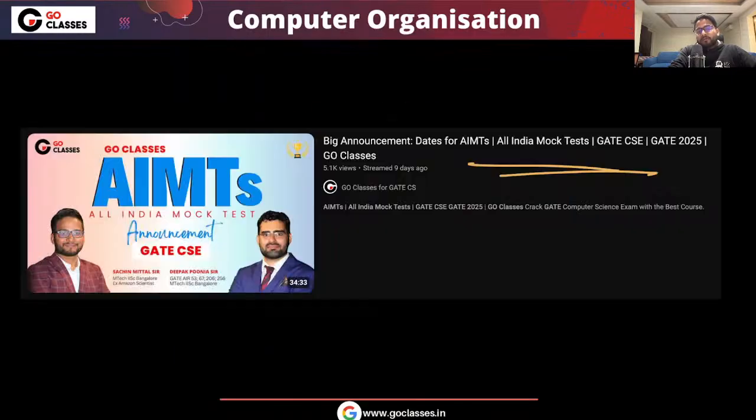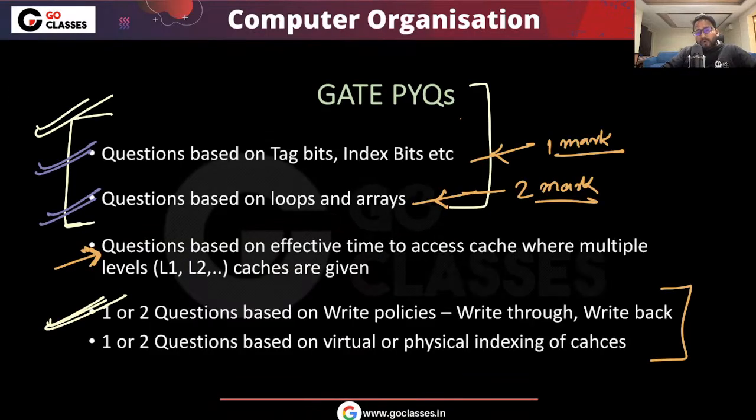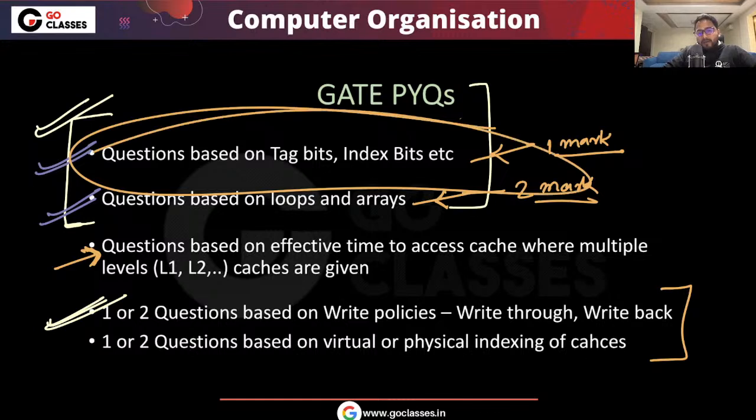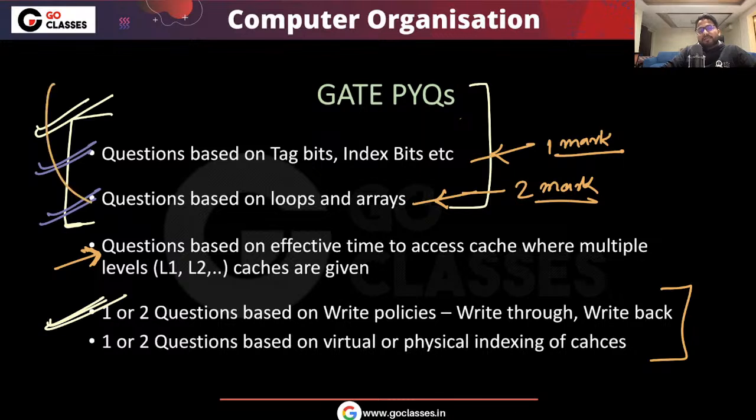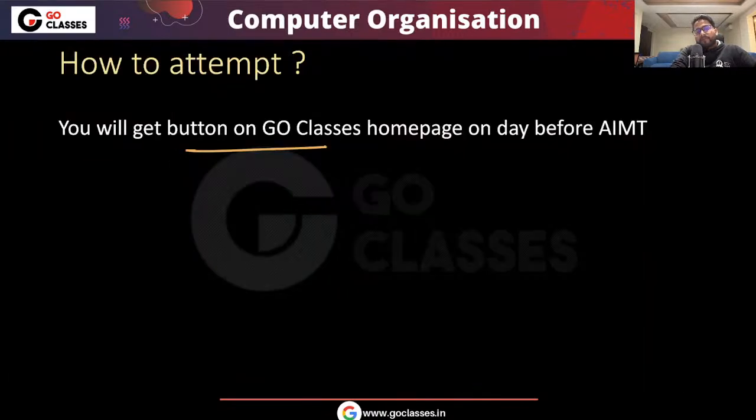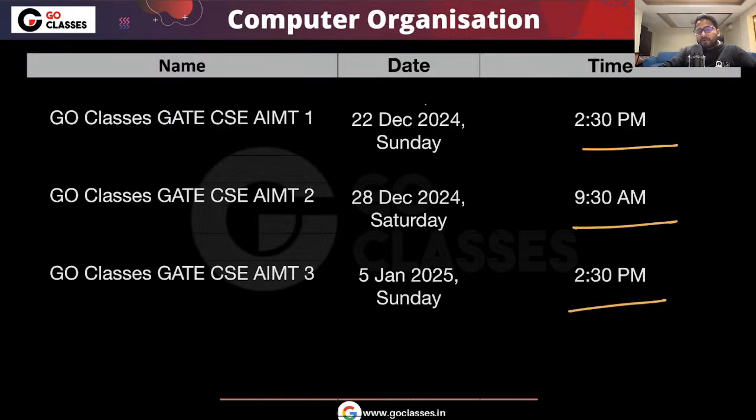Let me just tell you what we have been doing. We have solved almost all kind of these questions. Now these questions are still remaining. These are interesting and easy questions only. These are still remaining. In AIMT, we will definitely ask questions from the cache memory, and we will definitely be asking questions from this part also. So by the way, you can attempt the AIMT on Sunday, which is 22nd of December at 2:30 p.m. So that is all I wanted to discuss.